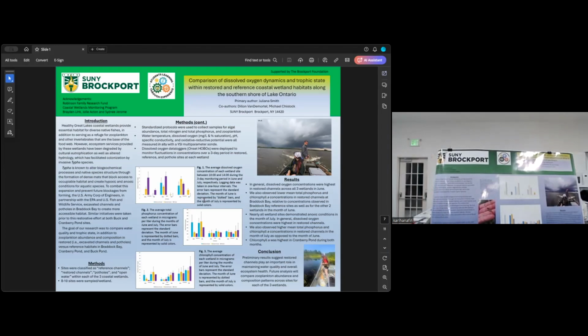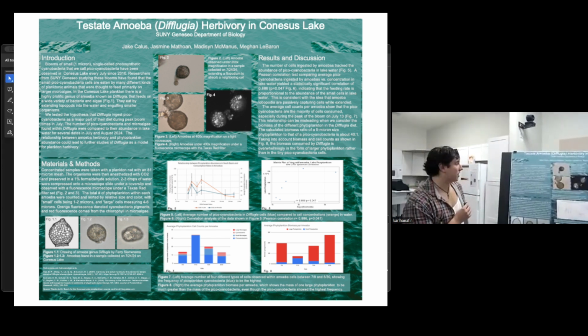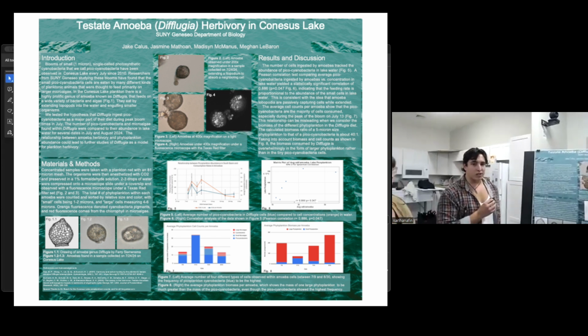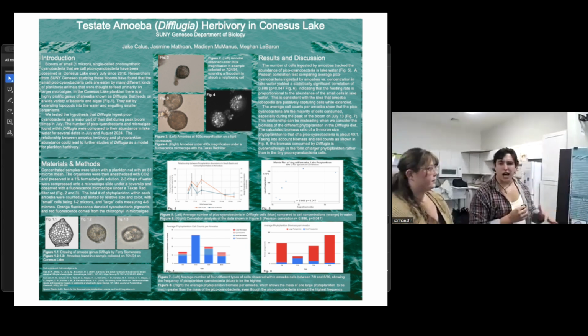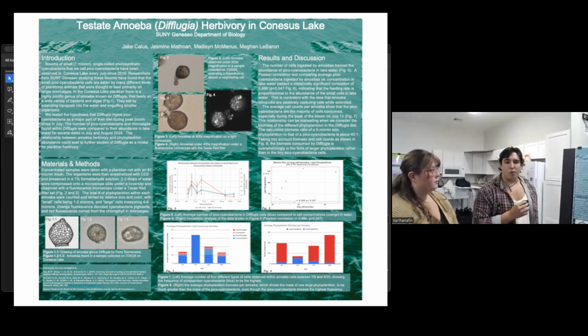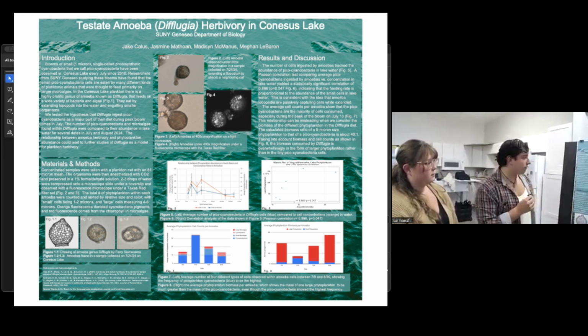Appreciate it. So this semester for our research project, we've been looking at amoeba herbivory in Conesus Lake. Blooms of these small single-celled photosynthetic bacteria have been observed since 2010 in the lake around July, and we've been curious about what kind of organisms have been eating them. We found that the lake is absolutely teeming with these amoebas called Difflugia. Down here, figures 1, 1.2, and 1.3 show an illustration and a couple of pictures of Difflugia.